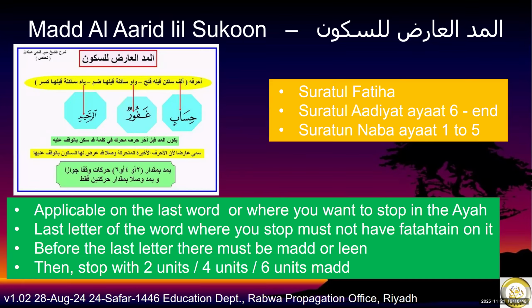So alif mad it is okay, ya mad it is okay, waw mad it is okay. But in case of lean, like aina, you have to read quickly. But here it has to be prolonged 2 units, 4 units, or 6 units. This is the specialty of this mad arid lil sukun. So whenever lean is part of the mad arid lil sukun, you should not read the lean quickly. You have to prolong it 2 or 4 or 6 units. This is the mad arid lil sukun.